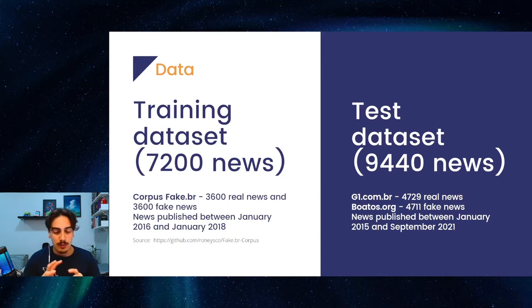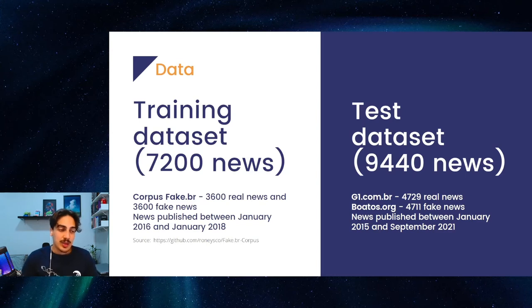The main question that I asked back then, when I was doing the research at the university, was: would it be possible to train an algorithm with old news, for example, taking a period of 5 years, maybe 2015 to 2020, and could this algorithm predict whether a news item is fake or true, for example, one published in 2022? So this is what I did.